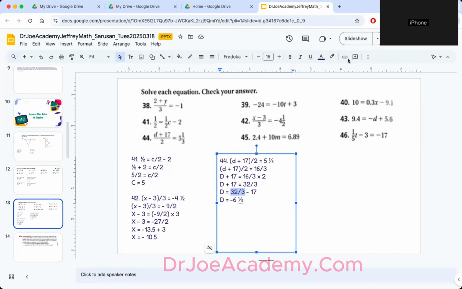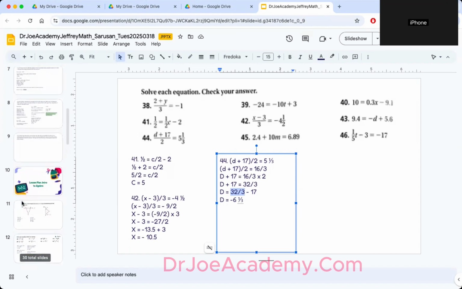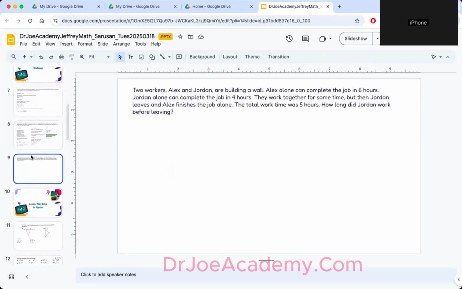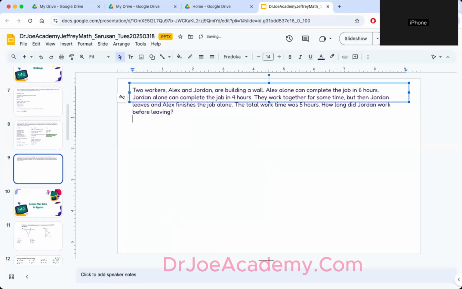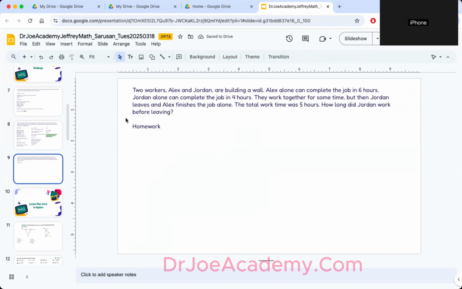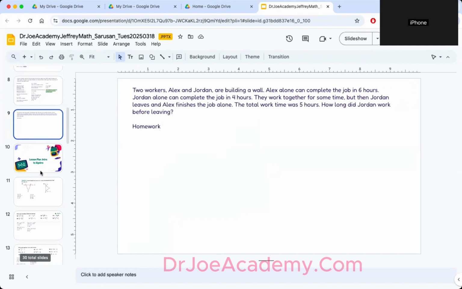All right, so that is the end of today's class then. Let's see if we can assign some homework. So here's the first homework slide. This word problem right here, you can screenshot this. Okay. And I'll just write down homework at the end. All right, did you get it? Yep. All right, perfect.